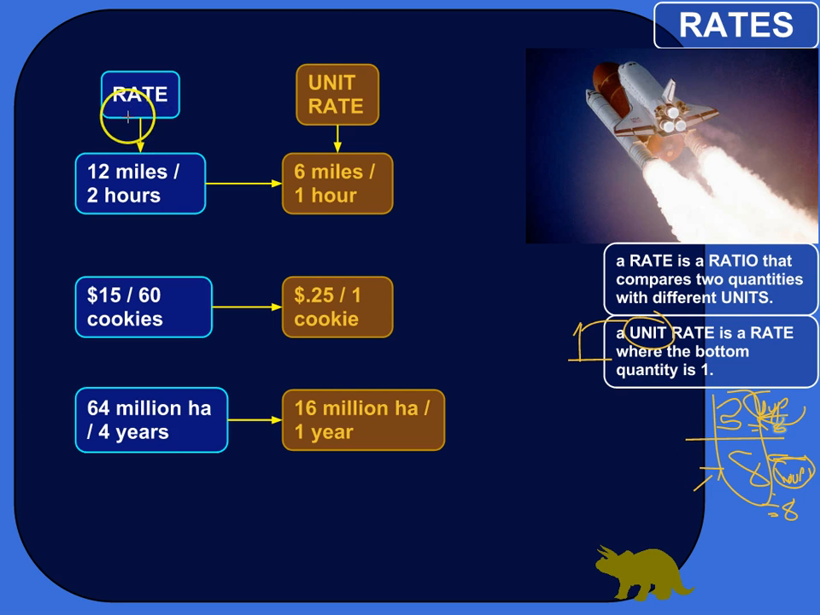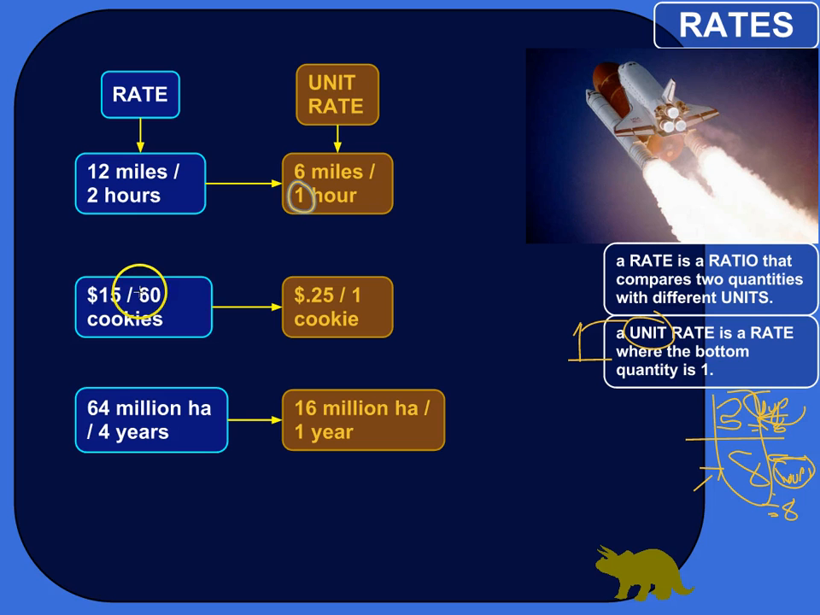So I got some examples for you here. Say I've got a rate here, 12 miles per 2 hours. Well, what do I do to make 2 hours into 1 hour? I divide by 2. So then I also divide the top by 2, the first number by 2. So here's a rate, 12 miles per 2 hours. Here's the unit rate for that rate, 6 miles per 1 hour. See, the bottom is 1.